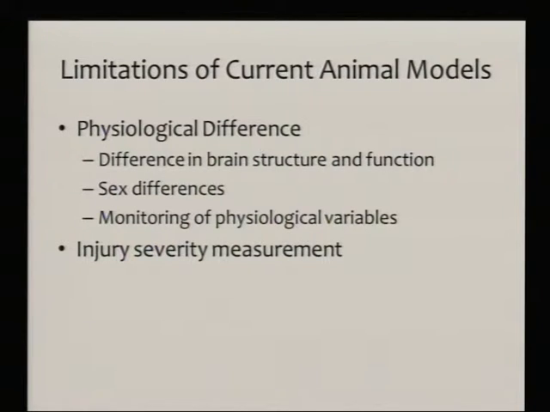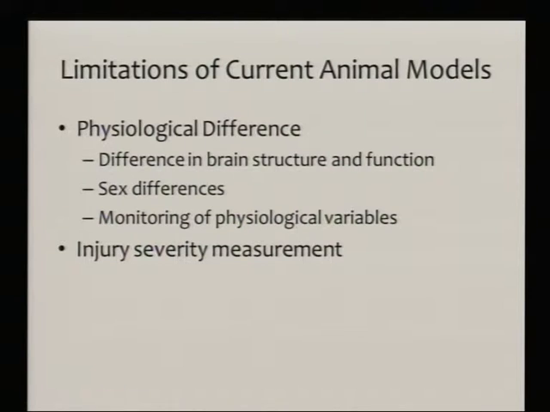But the brain structure is very different between rodents and the human brain, because the white matter ratio is different, the gray matter ratio is different. So this is one of the problems. Then there is the sex difference. As we know, female hormones interfere with the disease process, so in this direction also research is very much required. Then the monitoring of physiological variables is very important in TBI preclinical research; researchers should monitor the physiological variables before and after injury.